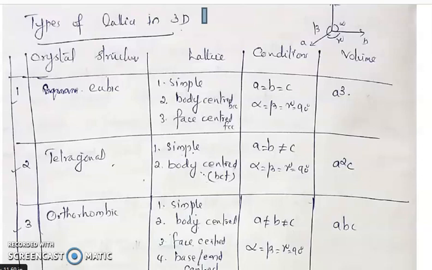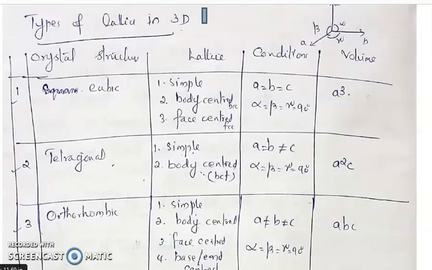Dear students, today let us discuss the types of lattice in 3 dimensions. In the last class we saw the possible structures in 2 dimensions. There were 4 types of crystal lattices in 2 dimensions: square, rectangular, hexagonal and oblique. But in nature, the objects are 3-dimensional objects.